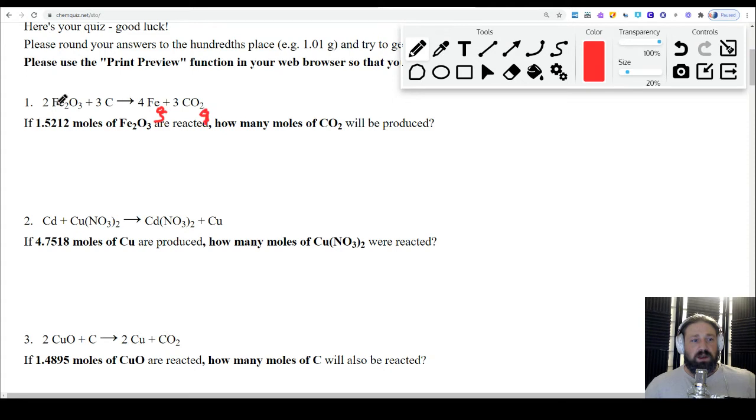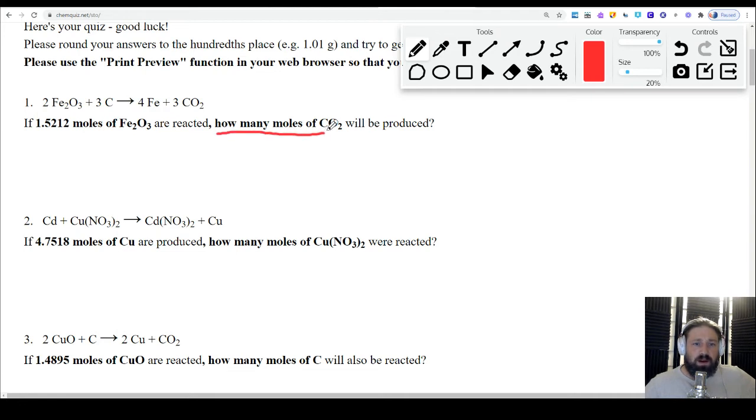It'd be nice to know, if you were a chemical engineer or something, how much gas you are producing, because say this is in a sealed container, if it's too much gas, it's going to explode. So this is something that you're going to need to know. All right, so let's go through and do this again.